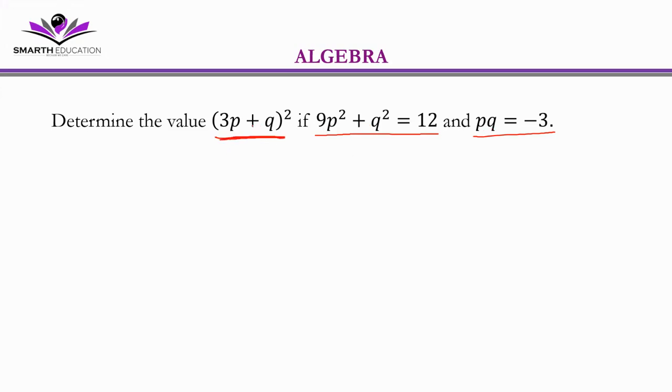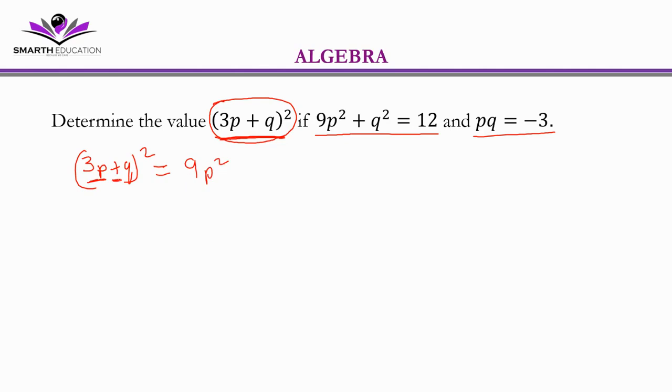We can only square this binomial, 3p + q. We have to simplify this square binomial, (3p + q)². It is very easy to square a binomial. What you do, you square this term, (3p)², and you get 9p².